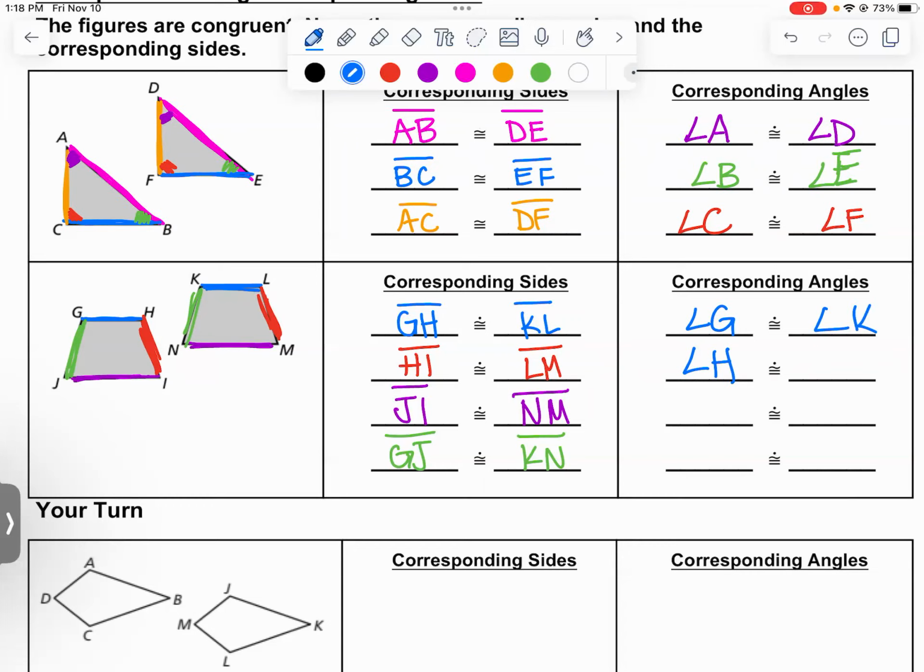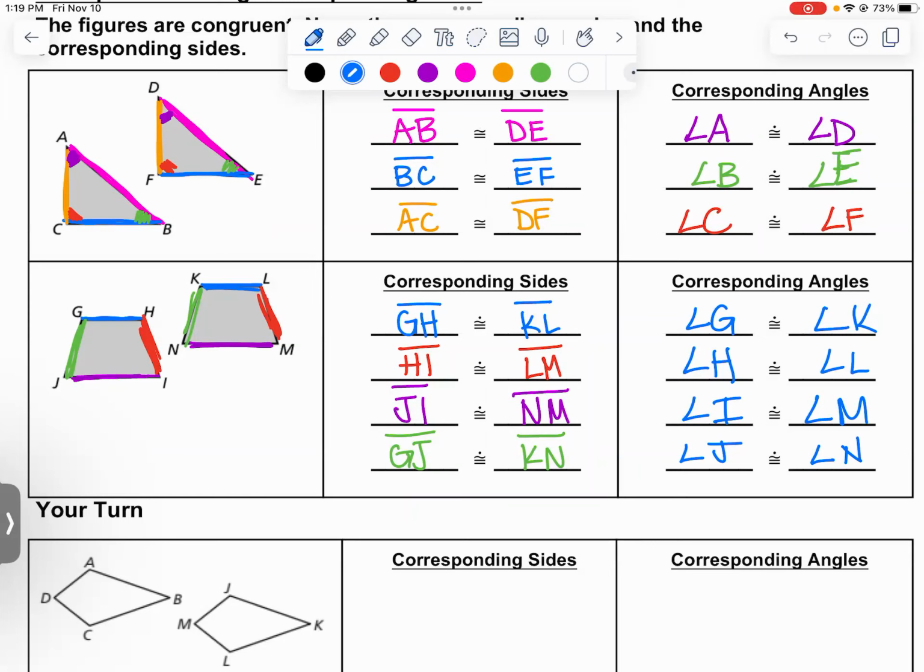No, here's H. L. Tony, H is in the same spot as L. So angle H is congruent to angle L. Okay. Wes, what about angle M? Angle M and angle I are congruent. All right, Payne, give me the last one. J and N are congruent angles.